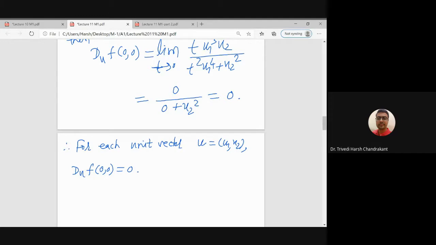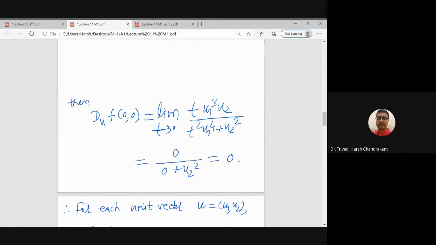So now what we need to check, we found the directional derivative. Sir, can't u1 and u2 be 1/√2? Yeah, if you take u1 and u2 both as 1/√2, then that will be the case of u2 non-zero. Right, because u2 is 1/√2, and we already found the directional derivative when u2 is non-zero. So in that way we have found the limit for every unit vector, depending on the last coordinate.